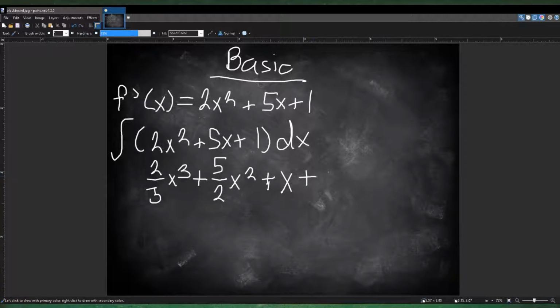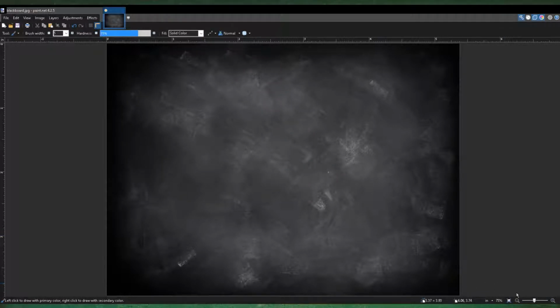Okay, so that's not it. You always add a c. You always add that constant. You don't know what the constant is, but you're always going to add that constant. And this is our integral for 2x squared plus 5x plus 1. And that's all you have to write. So that's just the basic method. That would be our first example.